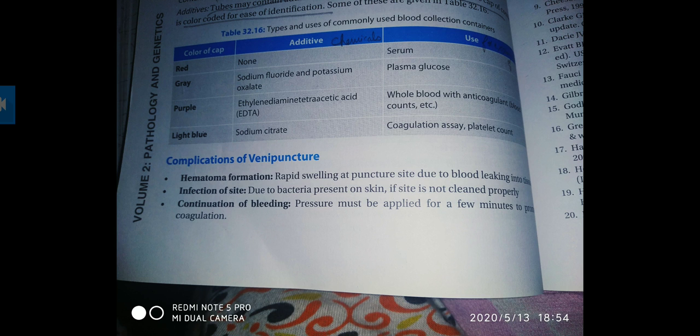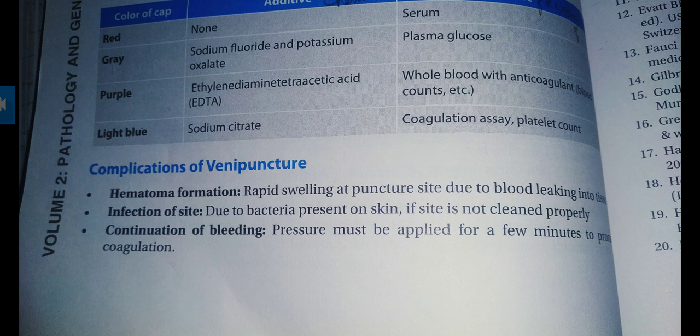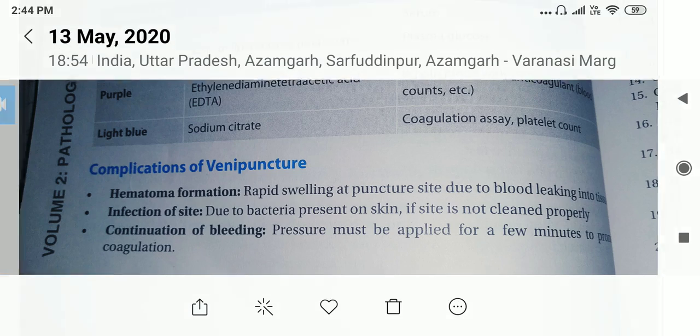What are the complications of venipuncture? It can be hematoma formation, rapid swelling at the puncture site due to blood leaking into the tissue. Then infection of the site due to bacteria present on the skin if the site is not cleaned properly. Then continuation of bleeding. Pressure must be applied for a few minutes to promote coagulation.